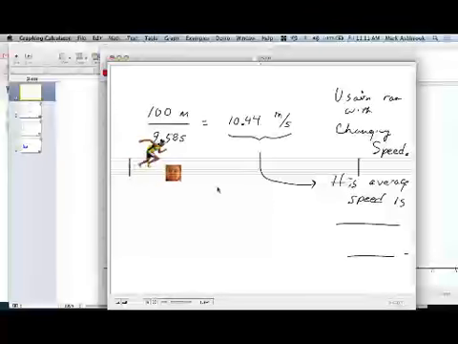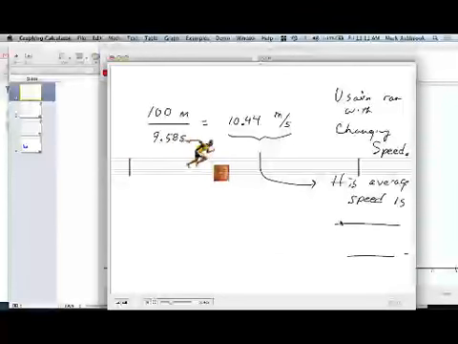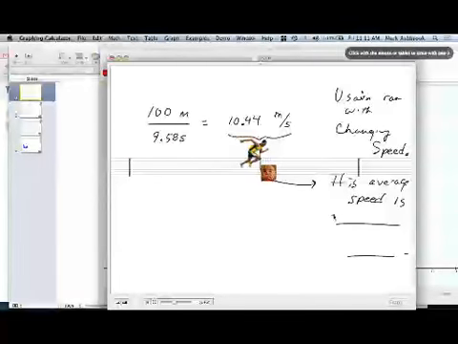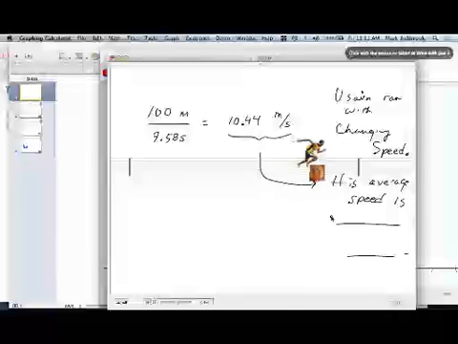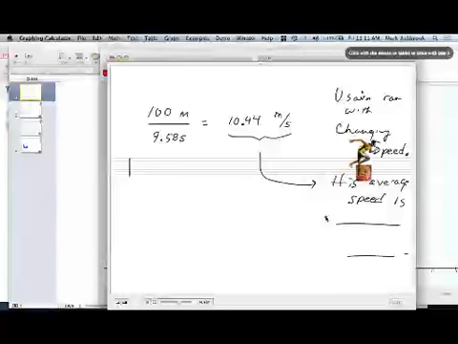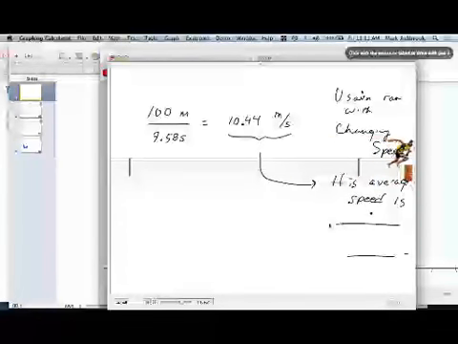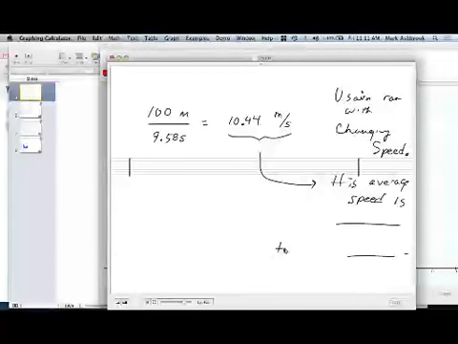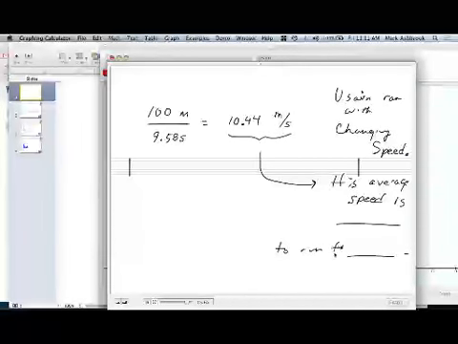So if he ran at what? That's right. 10.44 meters per second for the entire 100 meters, he would still finish it in the same amount of time. So run the same distance in the same time.